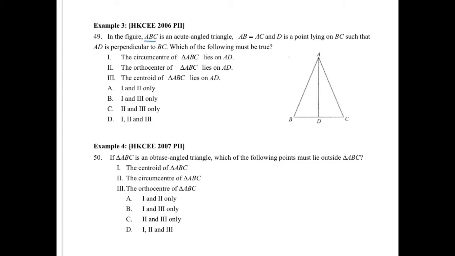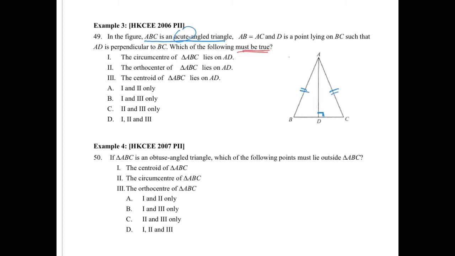First of all, you know ABC is an acute angle triangle. Once again, see whether you remember the word acute. Then it tells you that AB is equal to AC, so I mark it in the diagram. It also tells you that AD is perpendicular to BC, so there's a 90 degree angle. And now the keywords will be: which of the following must be true?